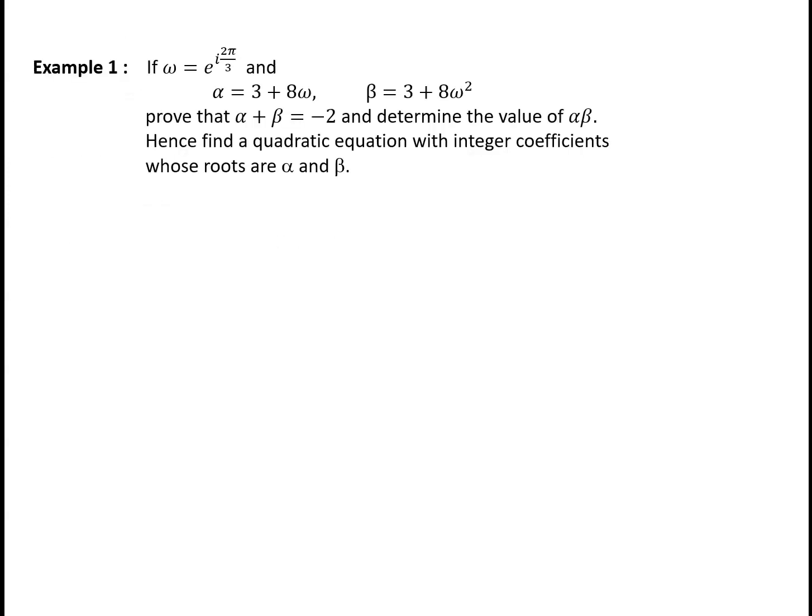So let's start using some of these results to answer some questions. In example 1, we've got, if omega is e to the i 2 pi by 3 and alpha is 3 plus 8 omega, beta is 3 plus 8 omega squared, we've got to prove that alpha plus beta is equal to minus 2, and we've got to determine the value of alpha times beta.